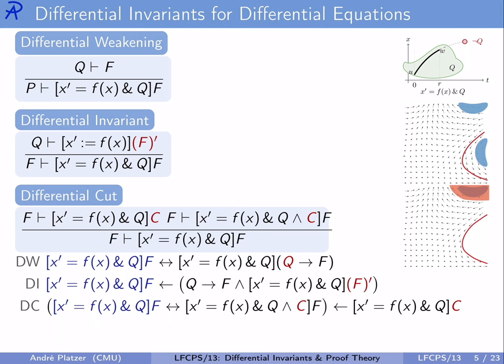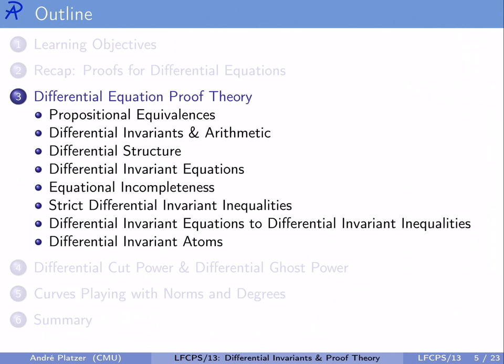And also remember, there was the differential effect axiom that enabled us to copy out the effect that a differential equation has on the prime variables directly, as we're already bundling up in the differential invariant proof rule. Well, what then about differential equation proof theory?